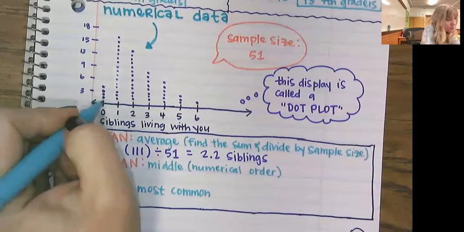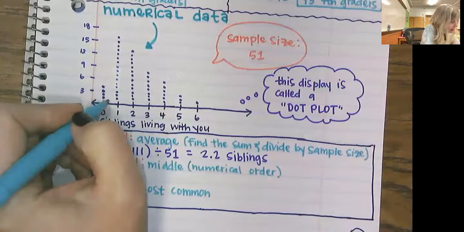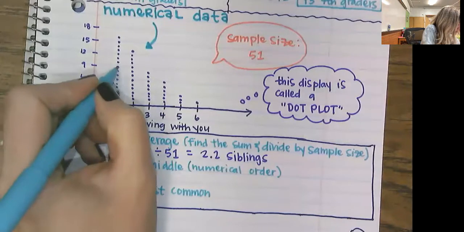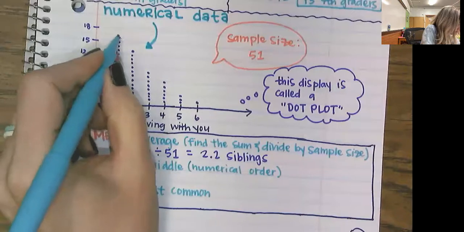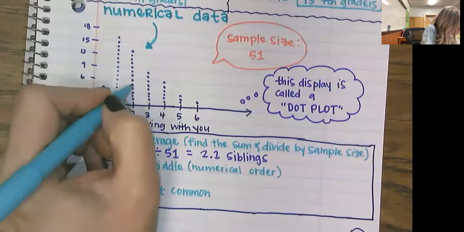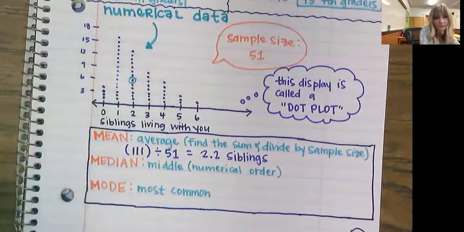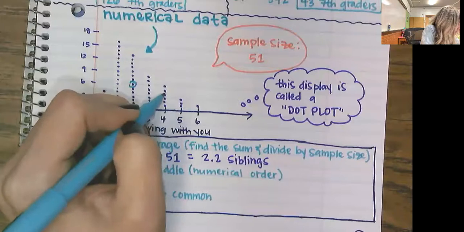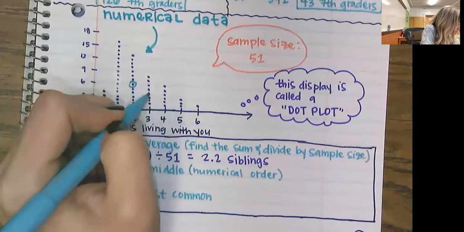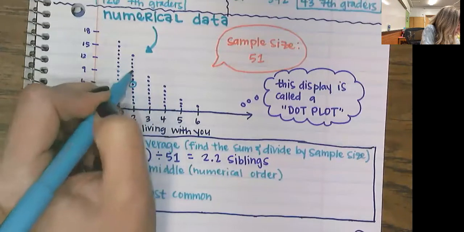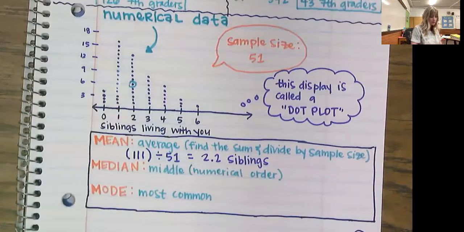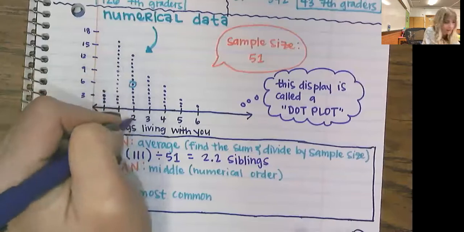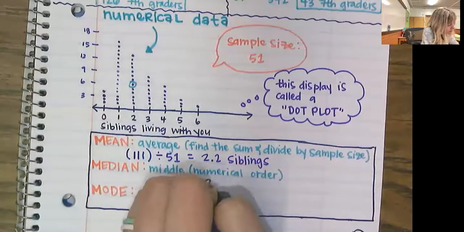So what I'm going to do is count 25 dots from the bottom up. Ready? 1, 2, 3, 4, 5, 6, 7, 8, 9, 10, 11, 12, 13, 14, 15, 16, 17, 18, 19, 20, 21, 22, 23, 24, 25. This right here should be the median. Just going to count and make sure there's 25 on the other side. 1, 2, 3, up to 25. I got the exact middle dot. That means I found the median. And it's on 2 in this 2 column. So the median is 2 siblings.